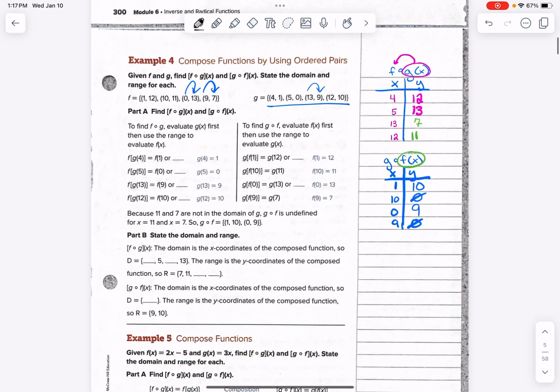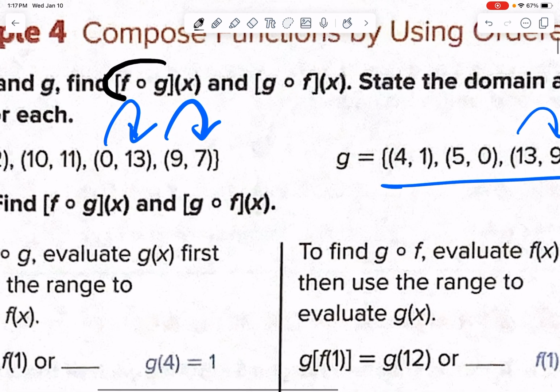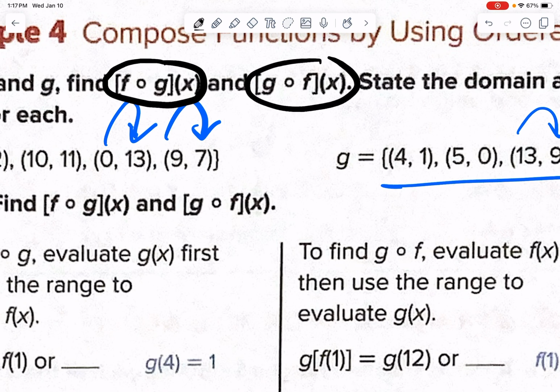But composition, so if we go to example 4, I'm going to run through that one real quick again. They want us to do composition. It looks like f open circle g, where it's an open circle. Now keep in mind that if it's an open circle, that means composition, but if it's a closed circle like f dot g, this means you're multiplying them together. So they're entirely different. Open circle, that's what that means.